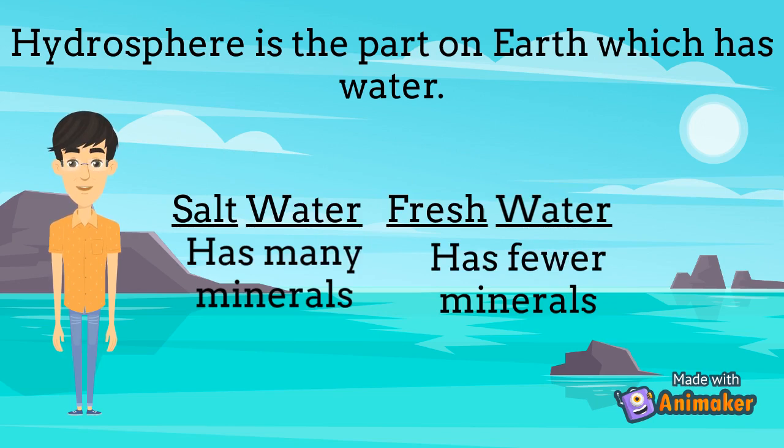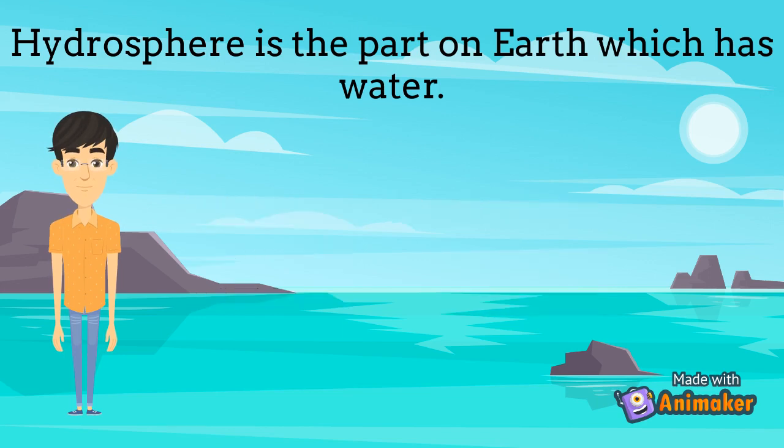Saltwater has a lot of minerals. They are typically found in the world's oceans and seas. Freshwater has fewer minerals. They are typically found in rivers, lakes, reservoirs, creeks, streams, and glaciers. 97.5% of the Earth's hydrosphere is saltwater and 2.5% is freshwater. Most of our Earth is hydrosphere.